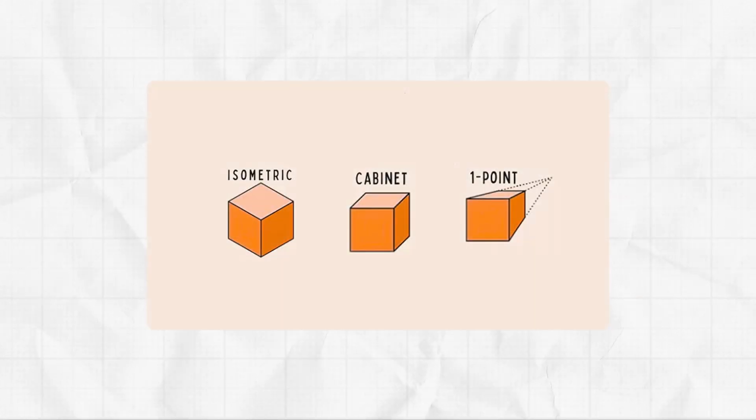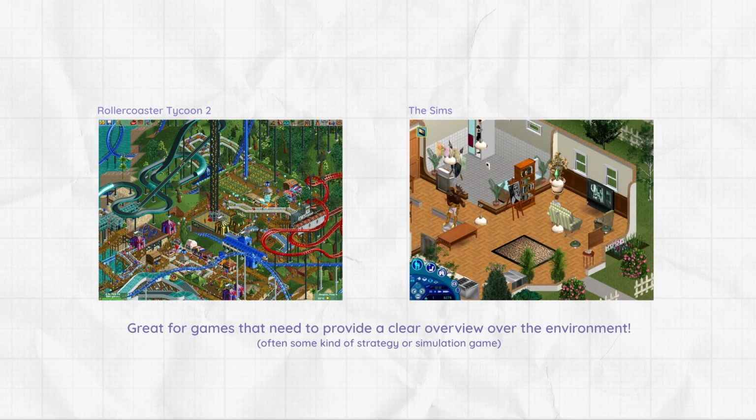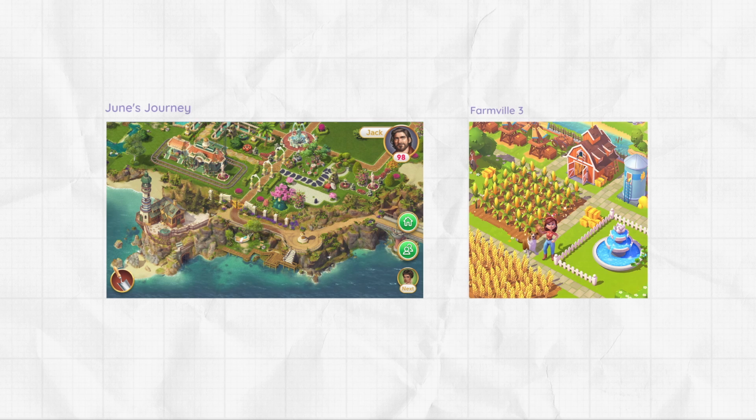The special thing about isometry is that there is no realistic perspective in it, so objects don't get smaller towards the back. This is great for games that need to provide a great overview of the environment, such as Roller Coaster Tycoon or The Sims. Mobile games also often use the perspective as it allows a lot more details without things getting in each other's way.